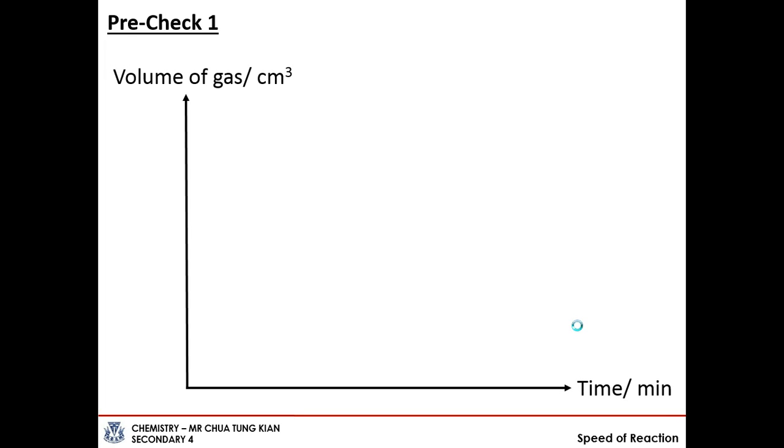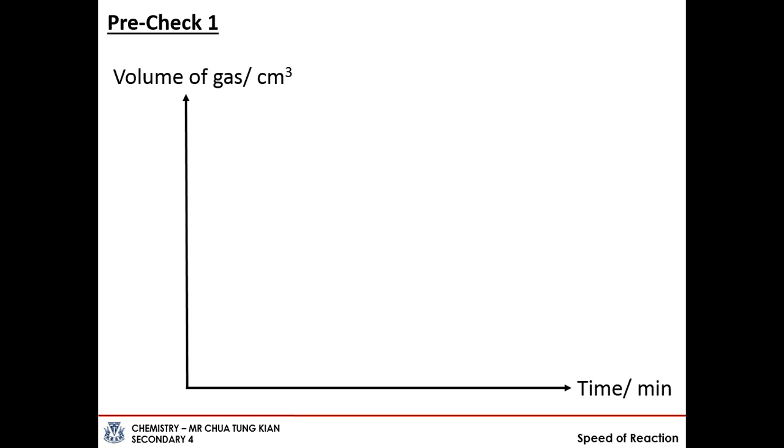Okay. So attempt pre-check 1. This one is a pretty simple pre-check. We can pause the video now to attempt the checkpoint. Continue with the video once you are done. Okay, so in pre-check 1, you are supposed to draw two graphs on the axis below to show a fast and a slow reaction between calcium carbonate and dilute hydrochloric acid. The volume of gas evolved is measured against time.